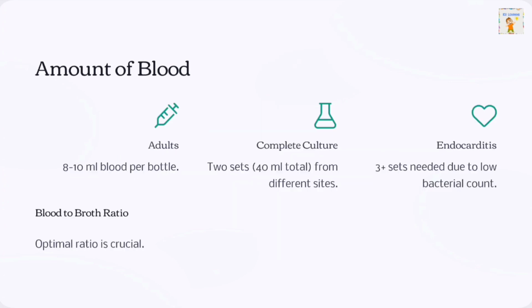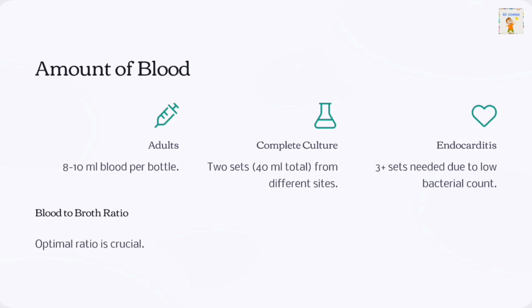How much blood should we draw? For adult blood collection, 8 to 10 ml of blood is required in each bottle. When we send one set of blood culture, it contains one aerobic and one anaerobic bottle. And generally we send two sets of blood cultures. So a total of 2 aerobic and 2 anaerobic bottles, amounting to 40 milliliters of blood, and it should be collected from two different venipuncture sites.